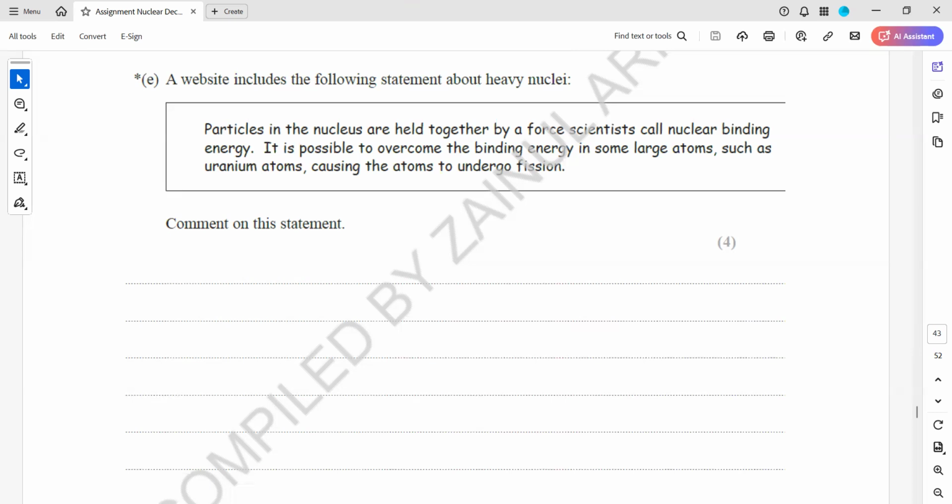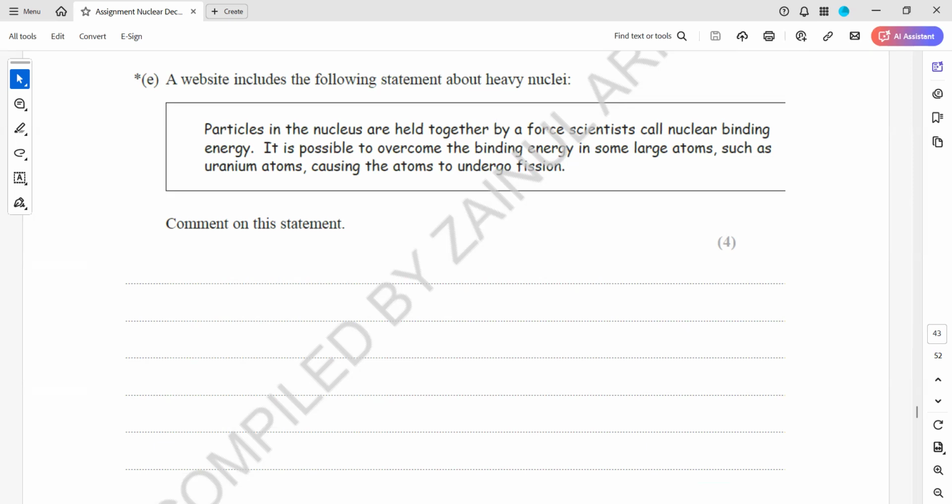So first thing, when you compare, you have to relate the sentence here. So binding energy, what is the concept of binding energy? The binding energy is released when the nucleus is formed, or when a nucleus splits, when a fission or a fusion happens. Binding energy is not the force.